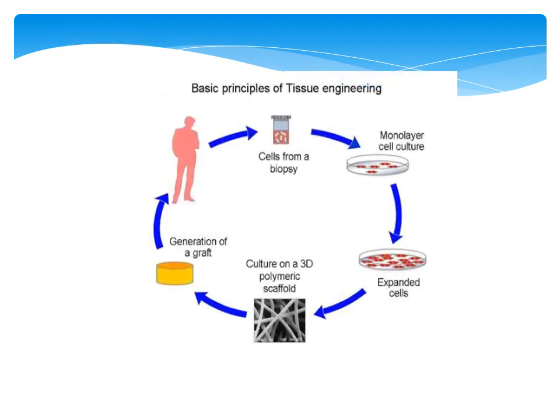So here in the picture, you can see the basic principles of tissue engineering. So from the humans, we take the cells from a biopsy. You culture it. You have the monolayer animal cell culture. You expand the cells, and these cells are cultured on a 3D polymeric scaffold which acts as a support. And then these cells will start growing on it and form the tissues, and we have the generation of a graft, and that will be inserted back into the human.